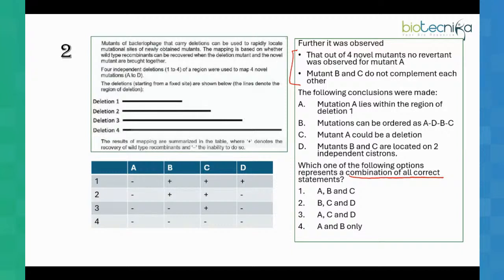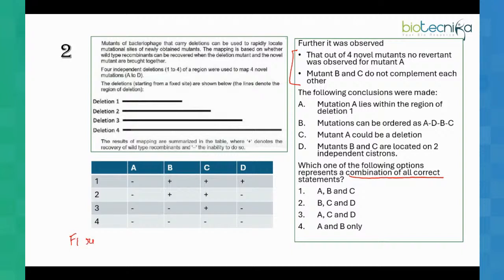Okay. Now the F1, the next generation, now we will analyze the next generation. If the next generation is showing the wild type phenotype, that will be possible if the wild type allele is present. Now how can the wild type allele be present? If a wild type allele of that gene is present, it means the gene was not deleted.